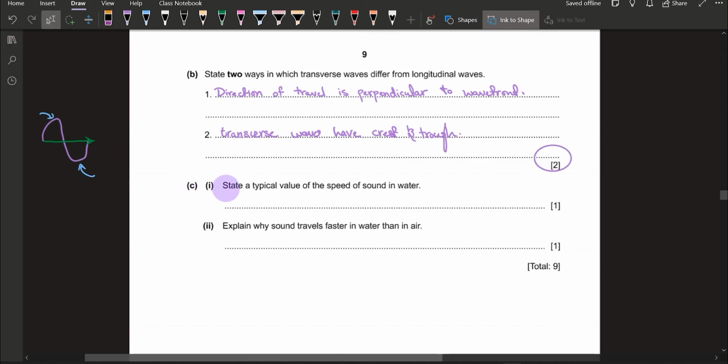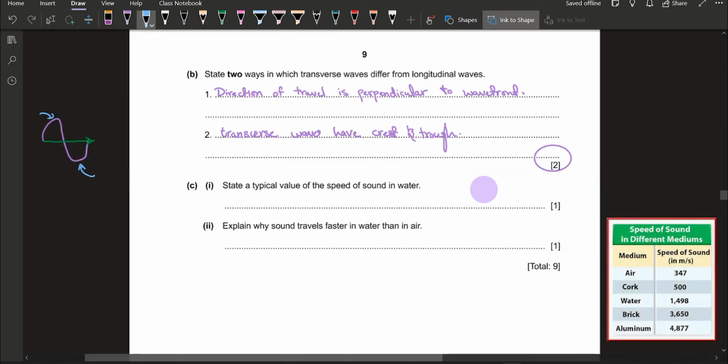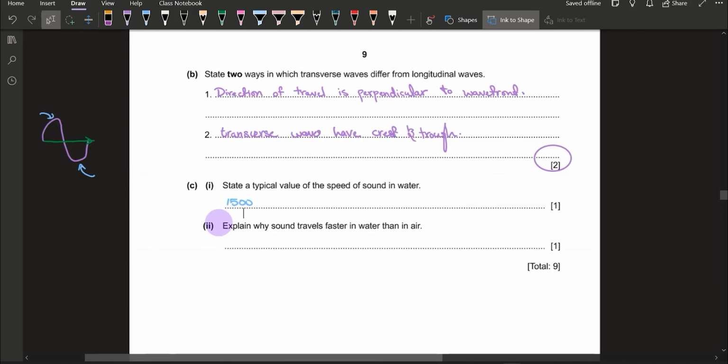Part C, I says state a typical value of speed of sound in the water. If you Google this up, you will get all the speeds in different mediums. You have to learn for air and other substances, like common things. So you can Google it up. I'll show it on the side as well. So it's approximately 1500. Part 2 says explain why sound travels faster in the water than in air.